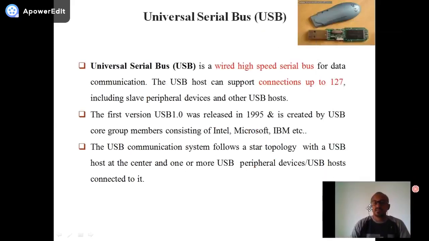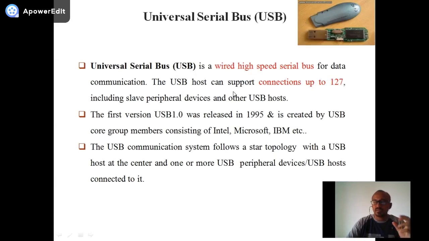Next in this list of off-board, or what you call external, communication interfaces is USB, Universal Serial Bus, very popular. We use this protocol in the pen drive, where we can carry data. You can see here in the top corner, where I am pointing, a pen drive example in the picture. This protocol is used in implementing this. It is a wired high speed serial bus for data communication.